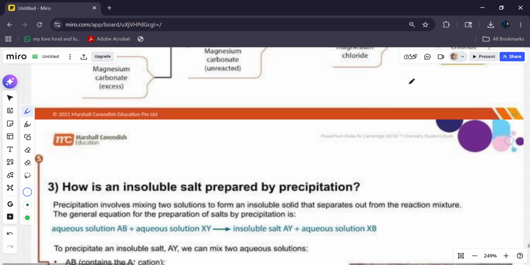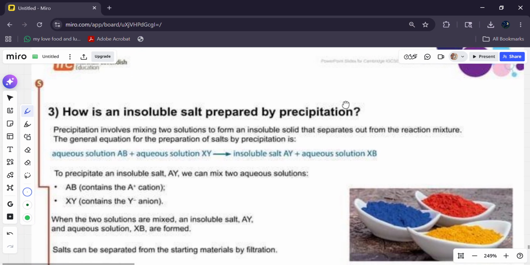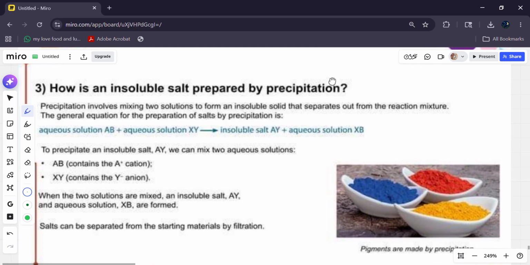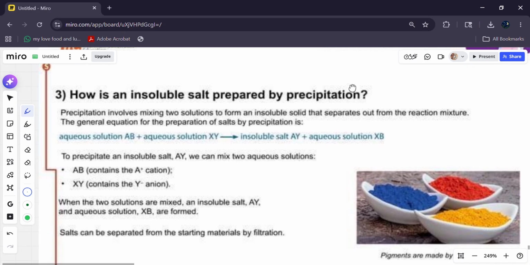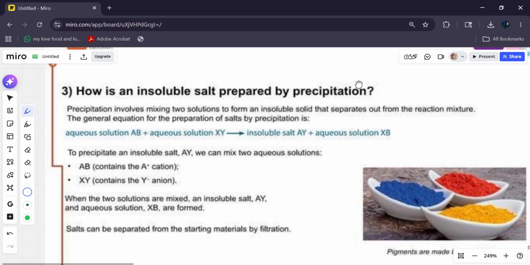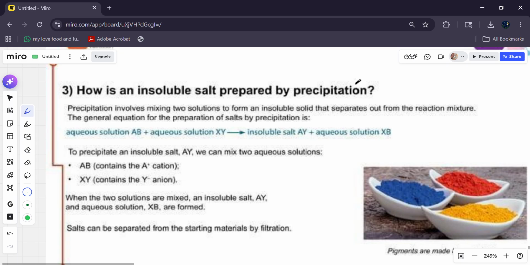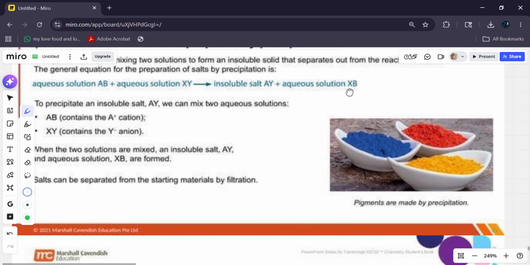So how is an insoluble salt prepared? By precipitation. Precipitation involves mixing two solutions to form an insoluble solid that is separated out from the mixture. The general equation for precipitation of a salt is that aqueous solution AB and aqueous solution XY are mixed together to form insoluble salt AY and aqueous solution XB. To precipitate an insoluble salt AY, we can mix two aqueous solutions. AB contains the cation while XY contains the anion. When the two solutions are mixed, an insoluble salt AY and aqueous solution XB are formed. The salt can then be collected by filtration.